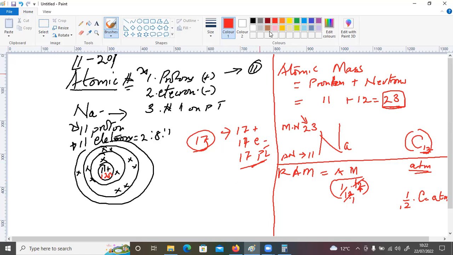But you don't need to know all that, because most of the time the atomic mass will be given to you, will be handed over to you.